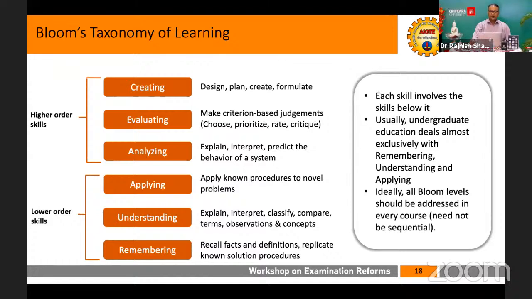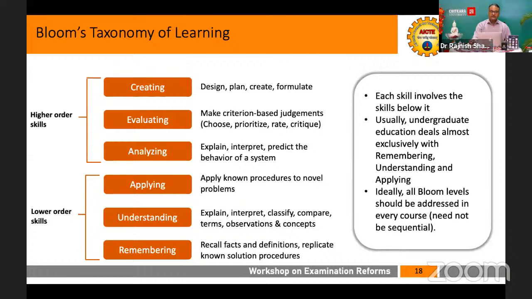Then understanding: different words which have been written here, like explain, interpret, classify, compare observations and concepts, etc. Those all get aligned with the understanding level of Bloom's taxonomy. Apply known procedures to novel problems. That aligns with the applying level. Then explain, interpret, predict the behavior of a system. There is already some existing system, and you are supposed to predict how this system is going to perform under a particular set of conditions. That is the analyzing level of Bloom's taxonomy.